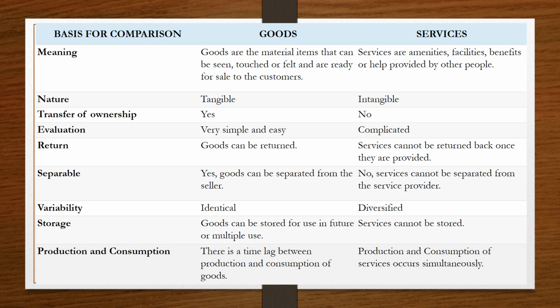Production and consumption: there is a time lag between production and consumption of goods. The goods can be produced say months before and they may be consumed months after, whereas as I told you just now, services as they are produced are being consumed. That means simultaneous processing.